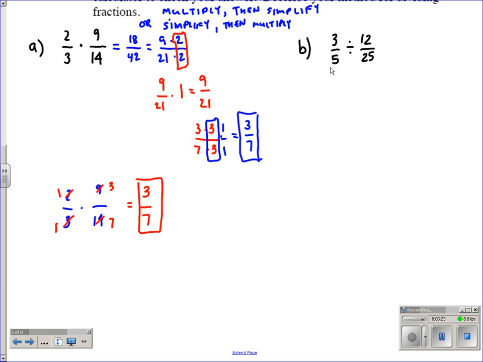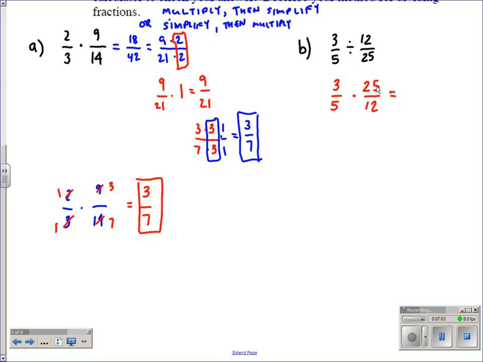Letter B. We've got 3/5 divided by 12/25. The first thing we need to do is get rid of that division. Let's rewrite it as multiplying by the reciprocal. So we have 3/5 times 25/12. Now it's up to you which way you want to solve it. You can do the multiply then simplify method, or the simplify then multiply method. That's completely your decision. I'm going to do the multiply then simplify method here.